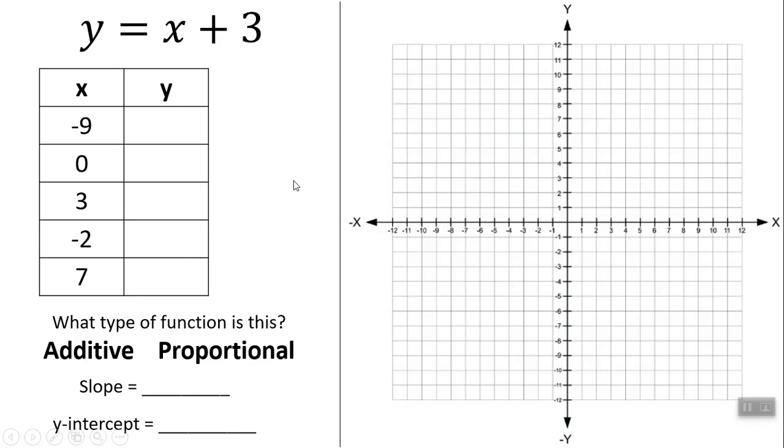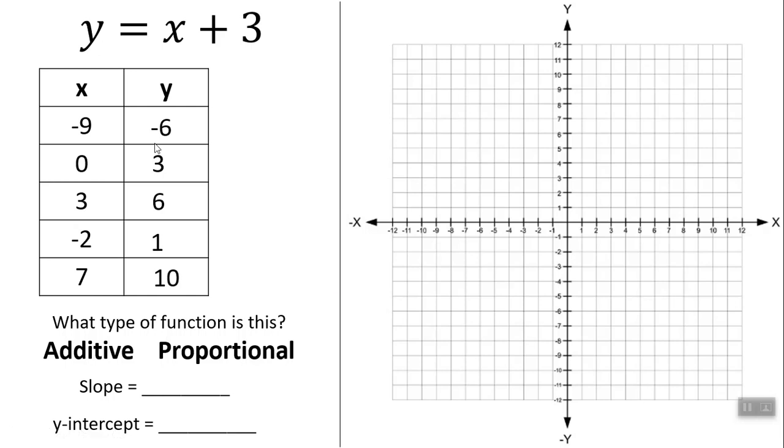All right, so we have, if our x value is negative 9, we take our x and add 3 to it. So negative 9 plus 3 is going to give me negative 6. If we put a 0 in, 0 plus 3 is 3. You put a 3 in, 3 plus 3 is 6. You put a negative 2 in, negative 2 plus 3 is going to give you positive 1. You put a 7 in, you're going to get a 10 as your output.